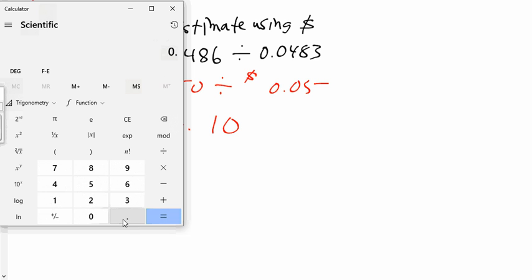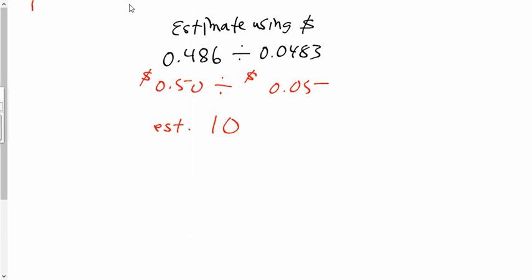What is 0.486 divided by 0.0483 and press equals? It tells me it's 10.06. So using money, my estimation was pretty accurate, but our estimation is going to be approximately 10.